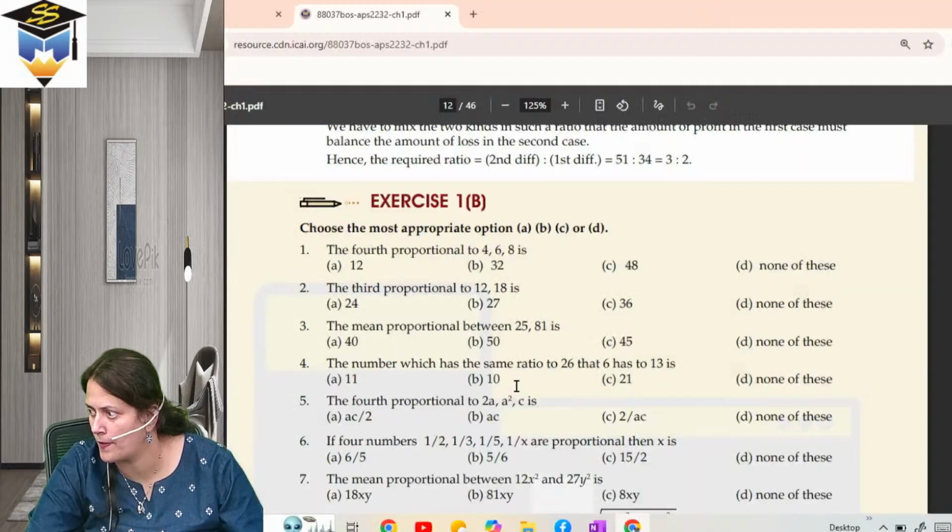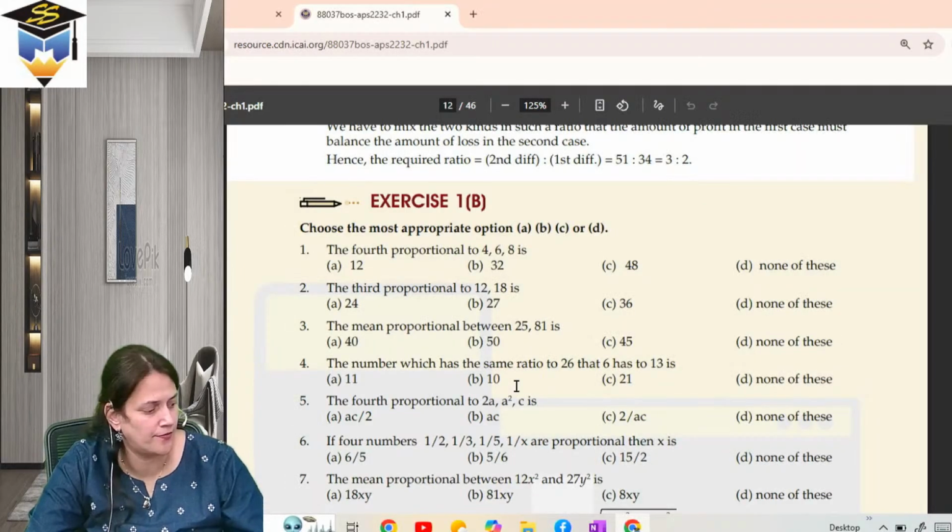The third proportional to 12 by 18. Third proportional means what? 12 upon 18 is equal to 18 upon x. That means 18 is a continued proportion. So 12 upon 18 is equal to 18 upon x. Cross multiply, find out the value of x. Now it is visible.